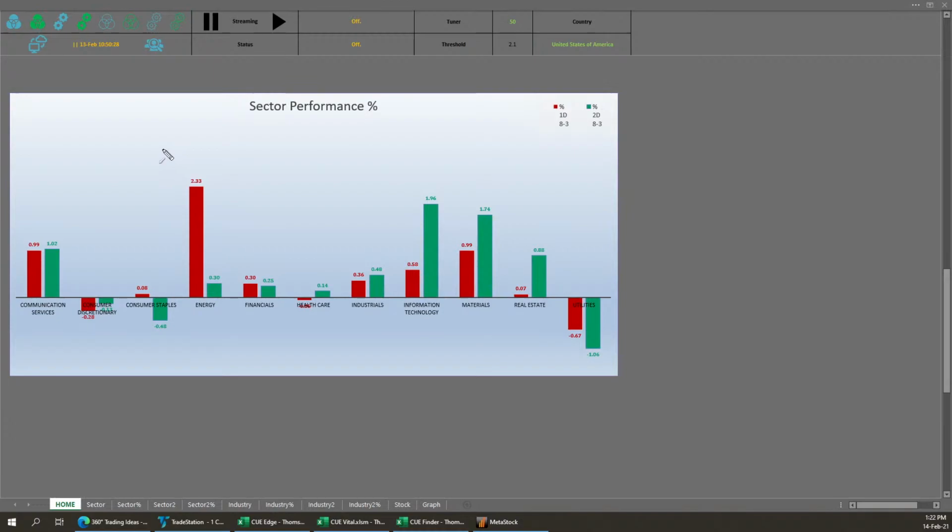Energy was the best performer on Friday. Materials was also strong. Infotech also was strong, and communication services was strong.